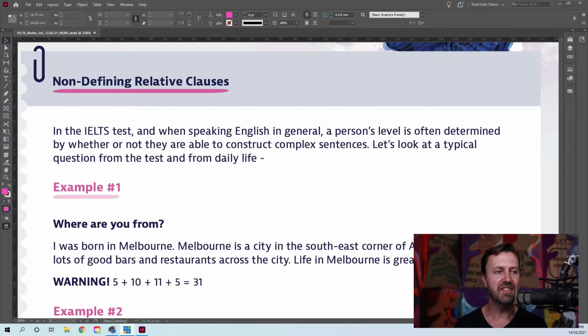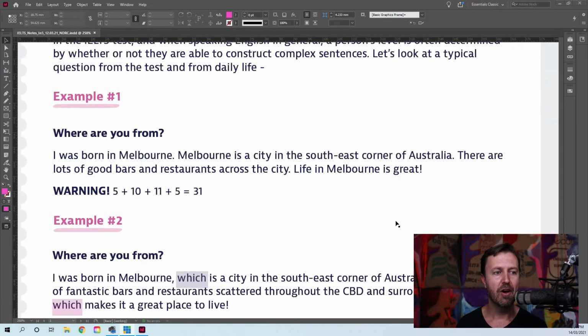Okay, so in the IELTS test and when speaking English in general, a person's level is often determined by whether or not they are able to construct complex sentences. Let's look at a typical question from the test and also something that we could be asked in everyday life. Where are you from? I was born in Melbourne. Melbourne is a city in the southeast corner of Australia. There are lots of good bars and restaurants across the city. Life in Melbourne is great.